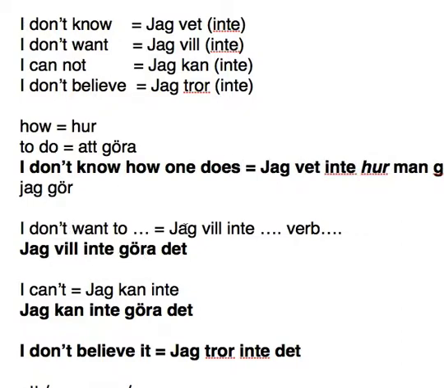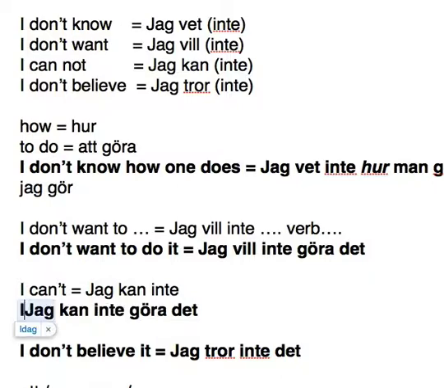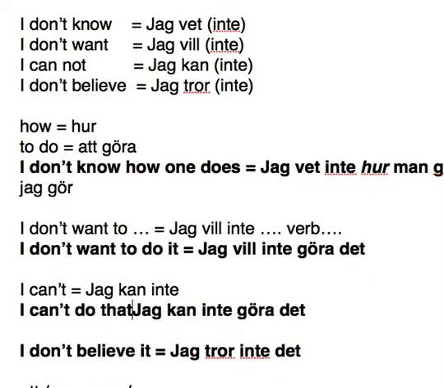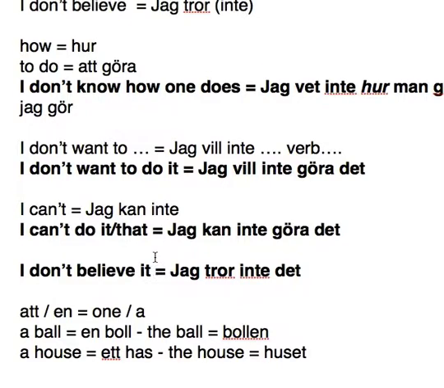Jag vill inte göra det. I don't want to do it. All right? I can't. Jag kan inte göra det. I can't do that or it. All right? And then we have I don't believe it. Jag tror inte det. And there we go.